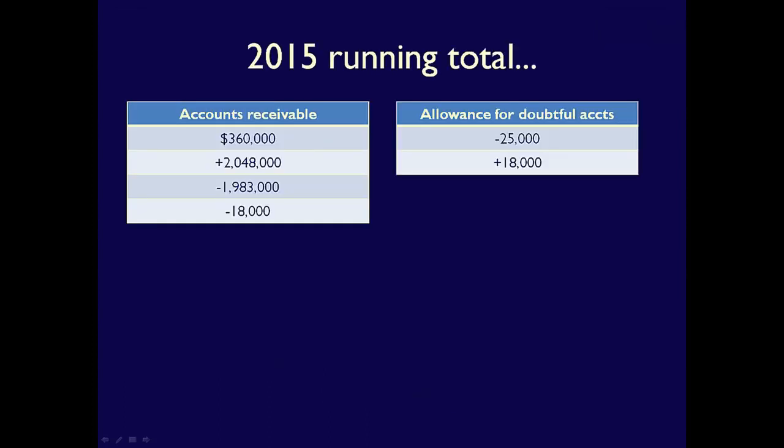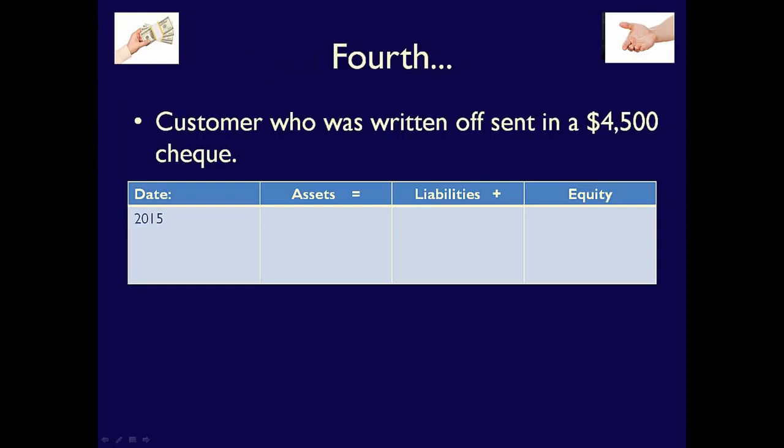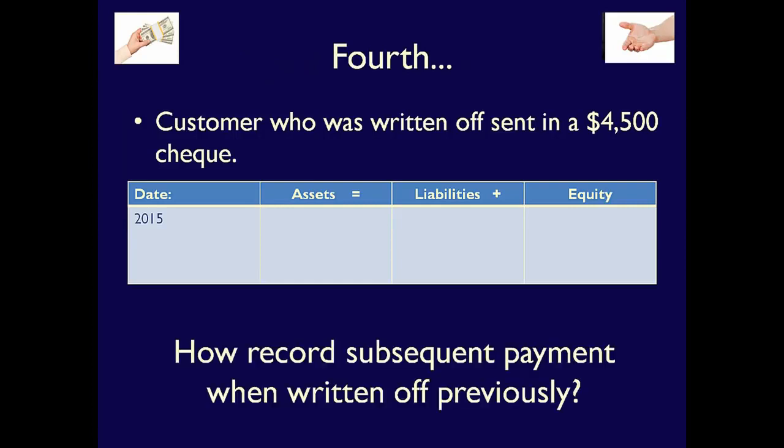Let's flow these entries through our running totals. Accounts receivable goes down, negative $18,000, and the allowance goes down, positive $18,000. Let's move on. After the accounts are written off, our customer closes their business, sells all their assets, and sends us a check for $4,500. We cash it immediately. How do we record this?